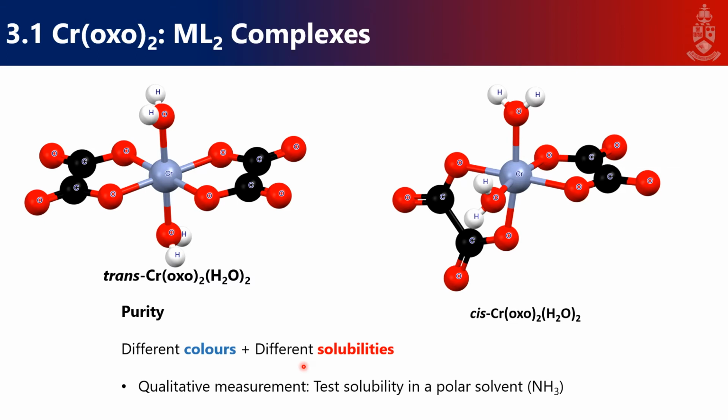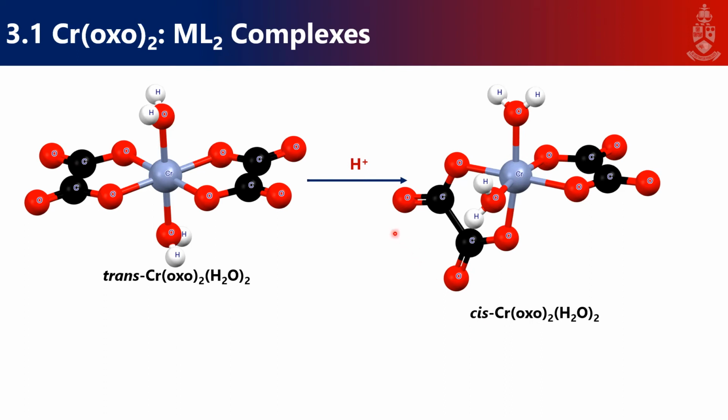So that's essentially that for the synthesis and the purity for this part of the prep. The next part, I'll be focusing now on the isomerization of these two. So these two can be isomerized between one another. So we can go from the trans to the cis version using acidic conditions. This is exactly that. So if we place the trans complex in the presence of an acid, we can go to the cis version.